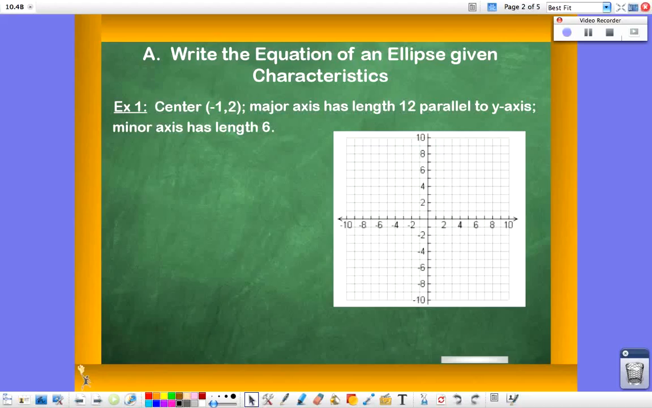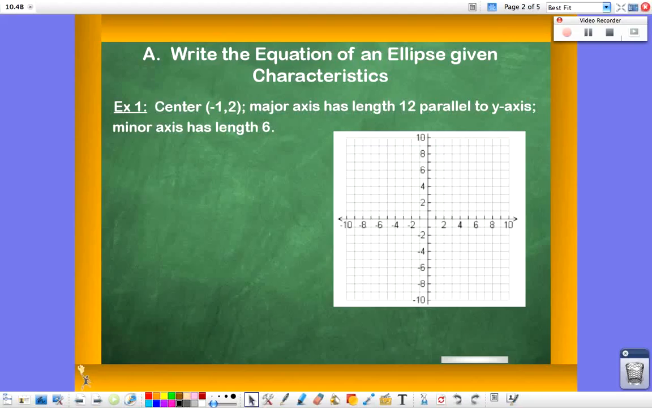While we take a look at our first example, I want to remind you that you can look back at your notes from 10.4a, which helps to remind you of all the different characteristics of an ellipse. Let's take a look at example 1. Example 1, we are beginning with a center of -1, 2, a major axis that has a length of 12 and is parallel to the y-axis, and a minor axis which has a length of 6.